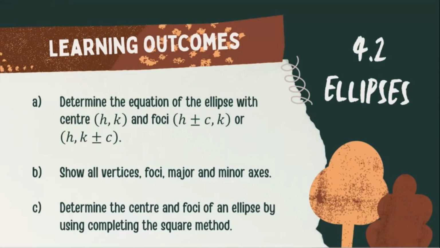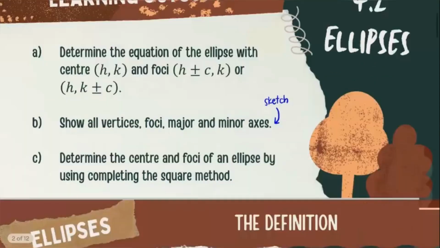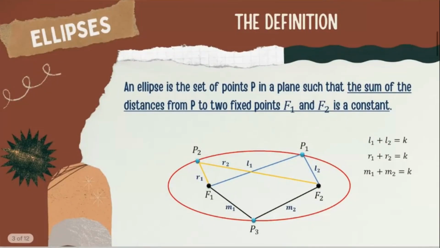And then seterusnya kita perlu tahu macam mana nak show all the vertices, foci, major and minor axis. Okay, so bila dia kata show ni maksudnya dia melibatkan sketch lah. Okay, so yang soalan yang B ni dia merujuk kepada sketching. And untuk C pula, our learning outcomes is about we need to find the center and foci by using completing the square. Okay.